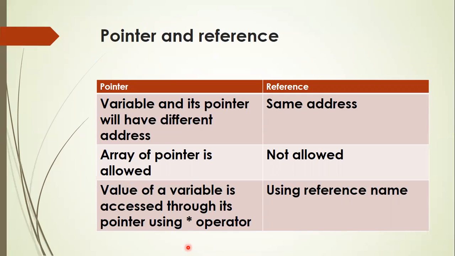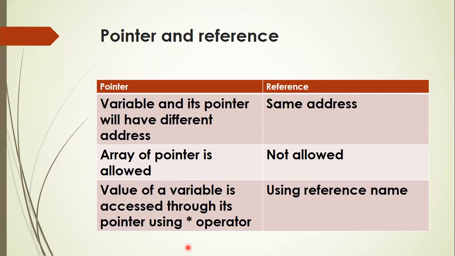Let us see what is the difference between a pointer and a reference. A variable and its pointer will have different addresses. For example, int a, star p. Then if you write p equal to ampersand a, p is a pointer for a. So if the address of a is 1000, the address of p need not be 1000. It will be some other address. That means the pointer will have a different address from its variable, whereas a reference variable and the original variable will have the same address.